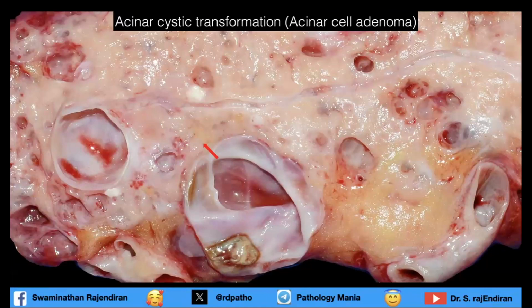This is another cystic lesion known as acinar cystic transformation. Previously, it was called acinar cell adenoma. That can also be multiple, and these are pancreatic ducts. See how beautiful this gross image is. See one of the ducts running here.